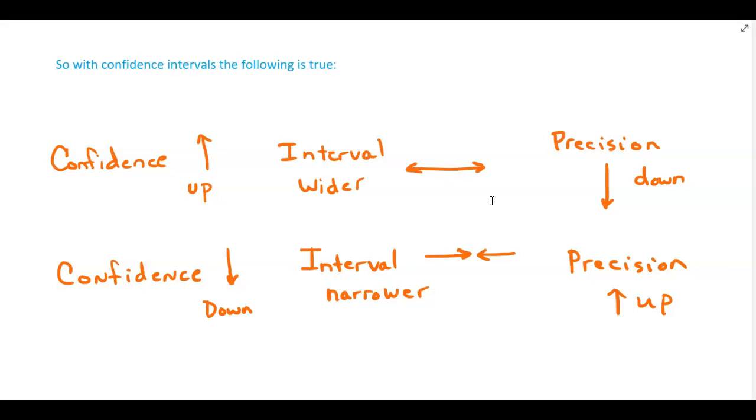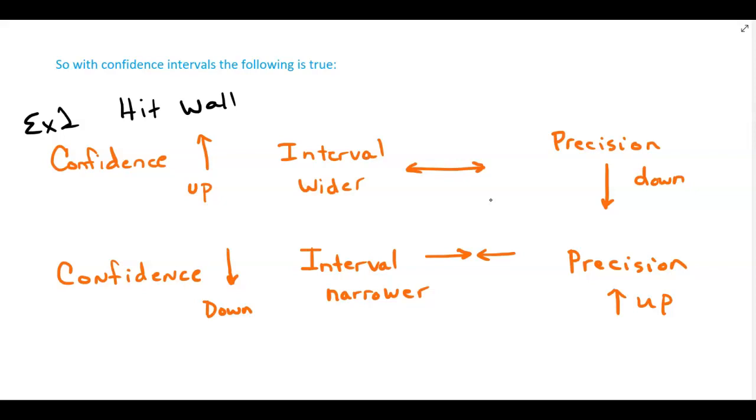This is like the very first example, when I'm throwing the ball and all I have to do is hit the wall. So just think of this as just hit the wall. My confidence is going to be very high. The interval is going to be really wide because it's the whole wall. But my precision is going to be down because I can hit the wall anywhere.